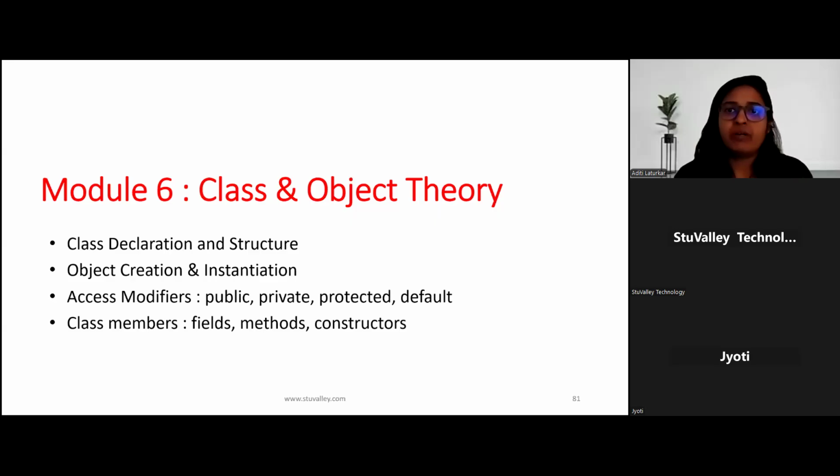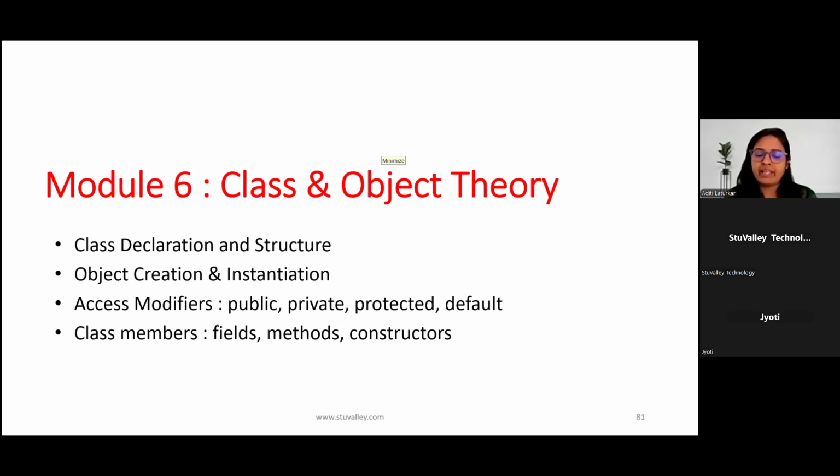We have already completed module 5 with array and enumeration techniques, right? So today we are going to start with the next module, that is module 6. In this module, we are going to learn classes, object related theory, and how to create the class and object. Okay, so class declaration, structure, object creation, then access modifiers we have already seen, so we will directly revise those things. Okay, and class members.